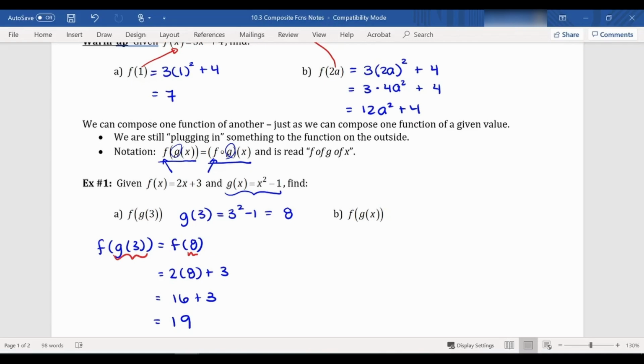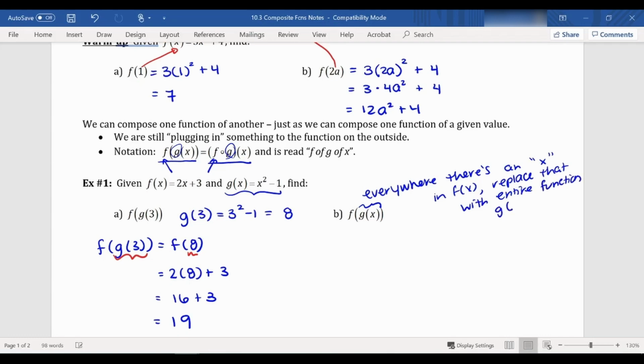Now, for part B, we're not plugging an actual value in, we're plugging in an entire equation. This means that everywhere there's an x in our f of x, we're going to replace it with the entire function g of x. In this case, my f is 2x plus 3. So instead of 2x plus 3, I have 2 times g of x plus 3, because the x in the function was replaced with a g of x. Now we have an actual function for g of x. It's x squared minus 1. We replace the g of x with the actual expression we have for that, and then we can expand and simplify. This gives us 2x squared minus 2 plus 3, or 2x squared plus 1.